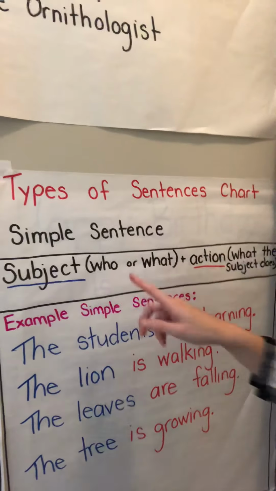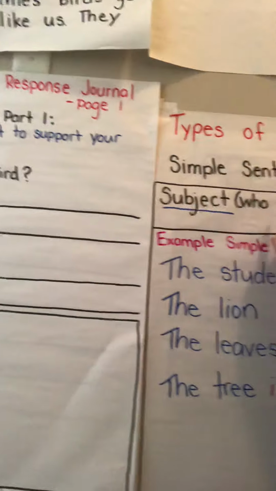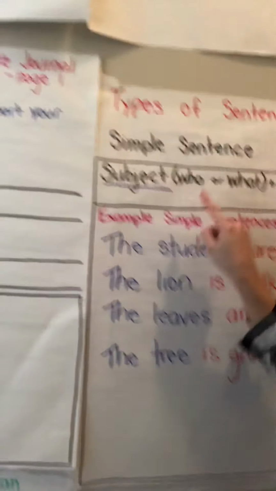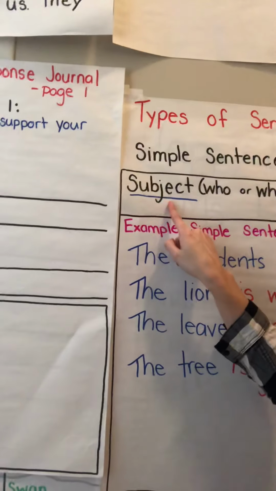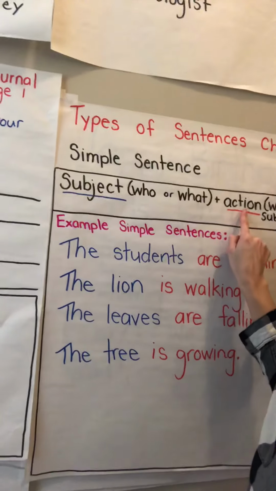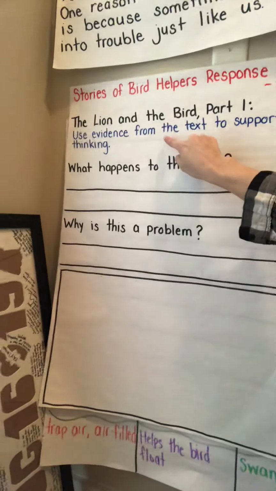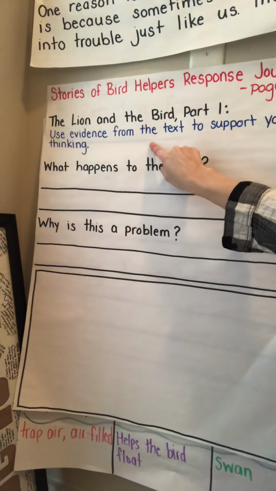So when you're doing your work, you're answering these two questions. What happens to the bird? And why is this a problem? And again, you're going to use your simple sentence. So you're going to write your subject, who the sentence is about, and the action, what they are doing. And then don't forget to use evidence from the text to support our answers. So when you're using your evidence, that's you using the pictures. What did you see? Can't wait to see your work.